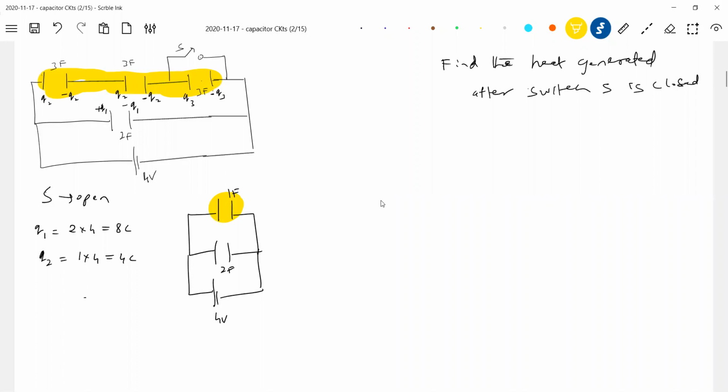So don't go for it again. I'll replace these two, then I'll find out the charge, then the distribution of charge directly. What is the potential here? 4 volt, 4 volt. We'll get this one. So that is the charge we got. Now I'm going to close the switch. So now the switch is going to be closed.